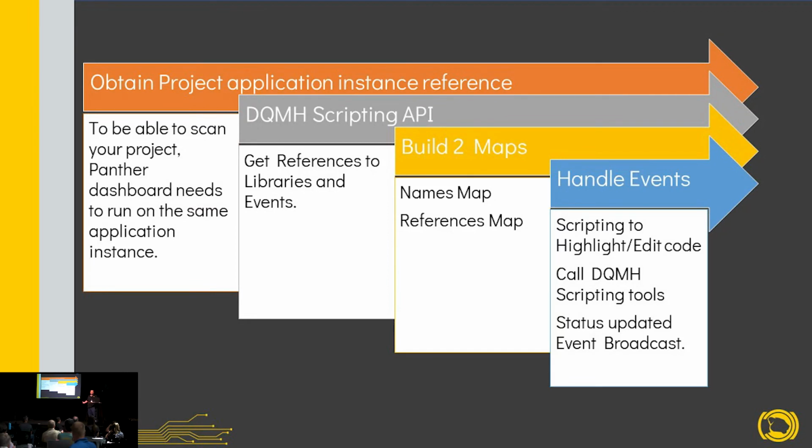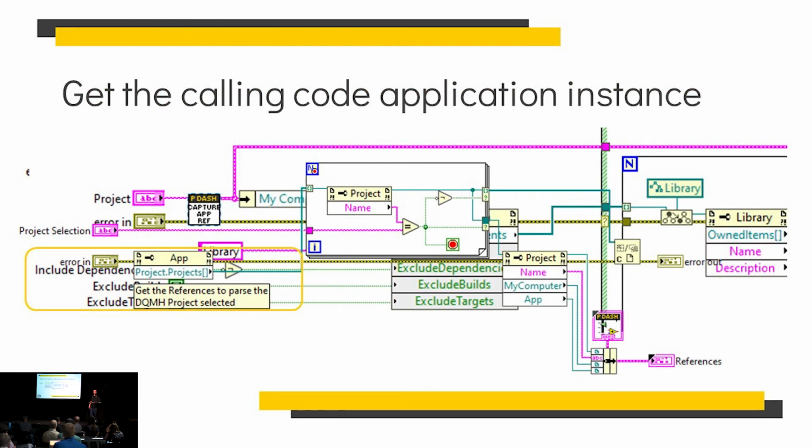For the call of the scripting tools, I am using the same code used by the quick drop addition. So it's pretty much the same with a few modifications in order to run in the same application instance. And I'm using the status updated broadcast event to populate all the status in the application. So the first thing that this Panther dashboard does is to get all the projects in the application, excluding the self project. And it has 1 broadcast in order to populate the combo box.